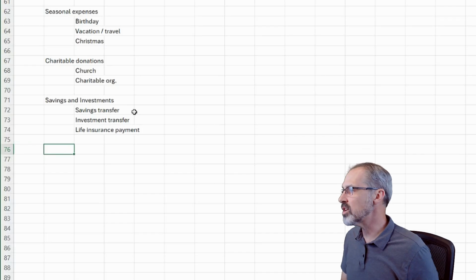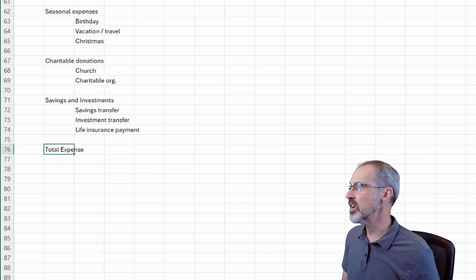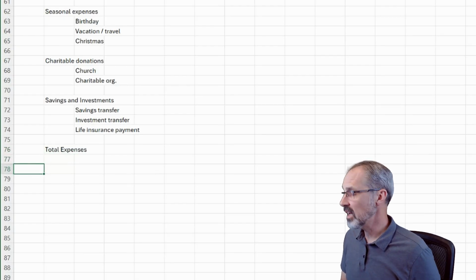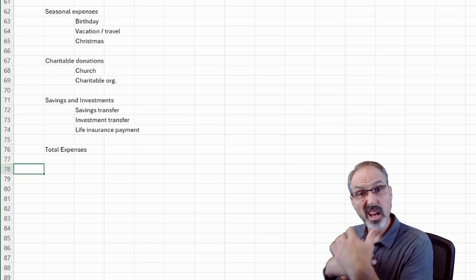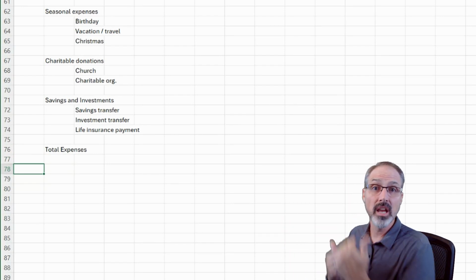And then what we want to do is look at the total expenses. So that's going to be the line that gives us our total expenses. And then what we want to do is understand the monthly delta between what we earn and what we spend.